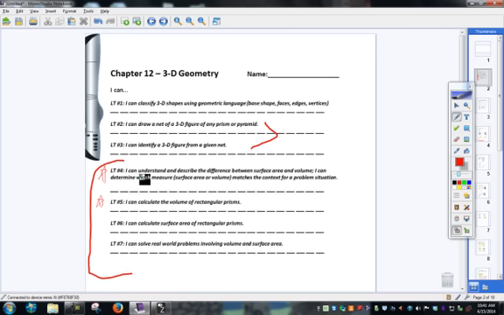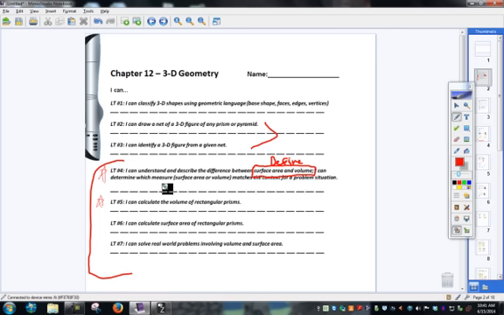So I can understand and describe the difference between surface area and volume. So you got to tell me, if I ask you, what is volume? You got to be able to tell me what it is. If I ask you, what is surface area? You have to be able to define that, okay? I expect you to be able to define these two things. You may want to rectangle those in and just put define, okay? Because I need to know that you guys can do that, okay?